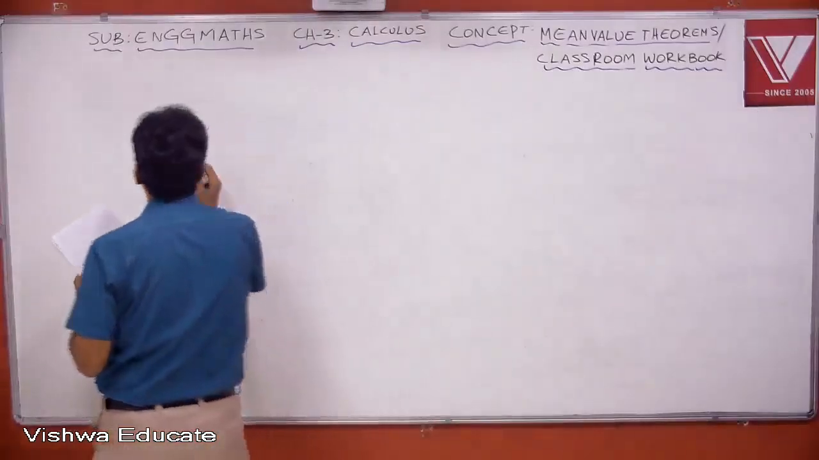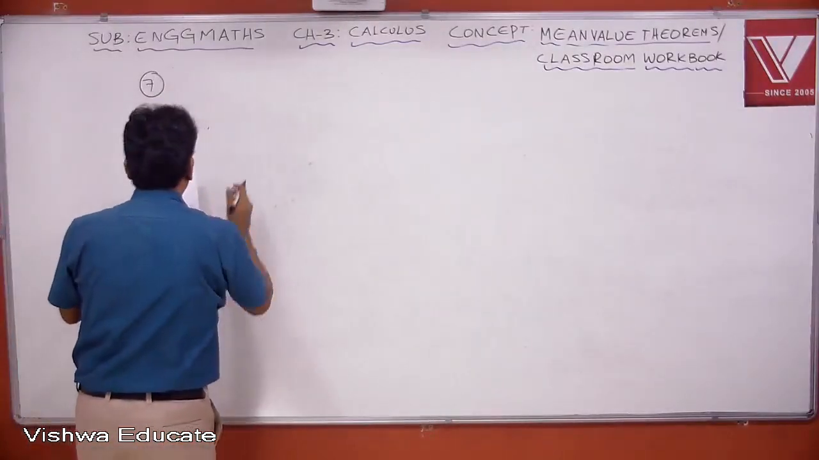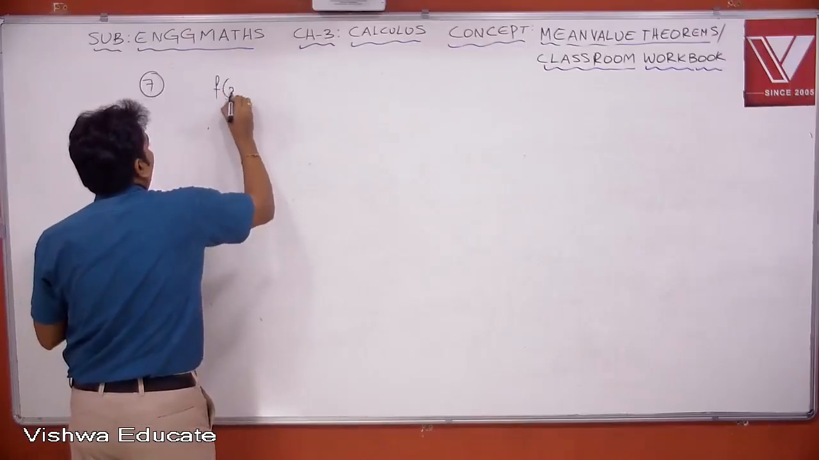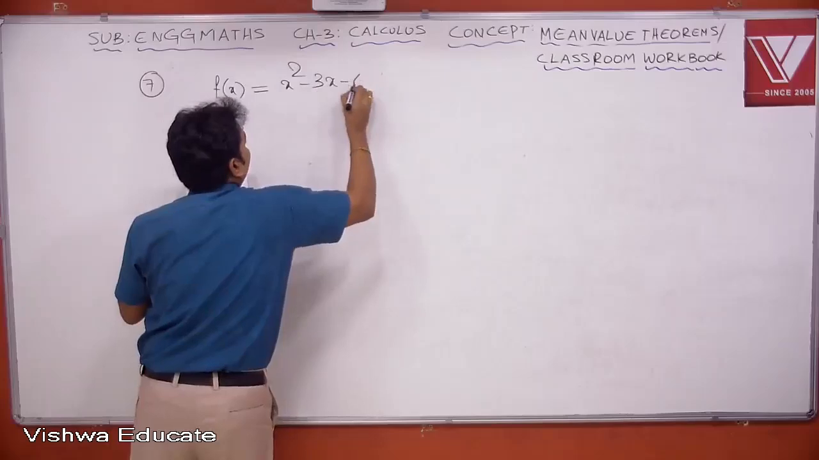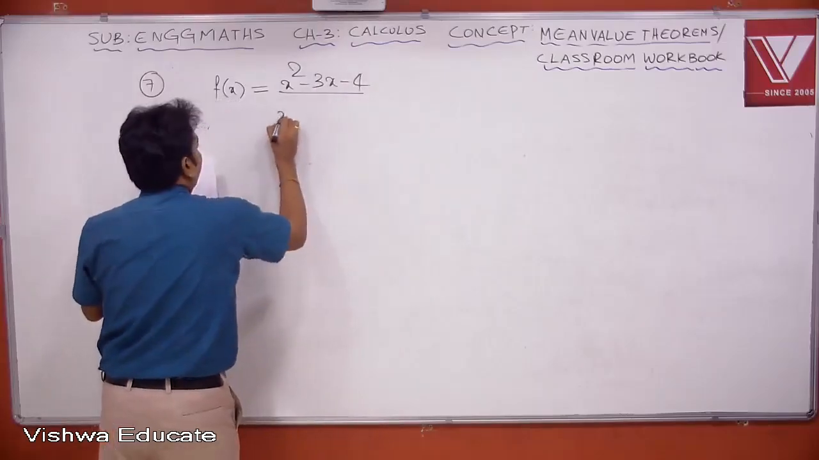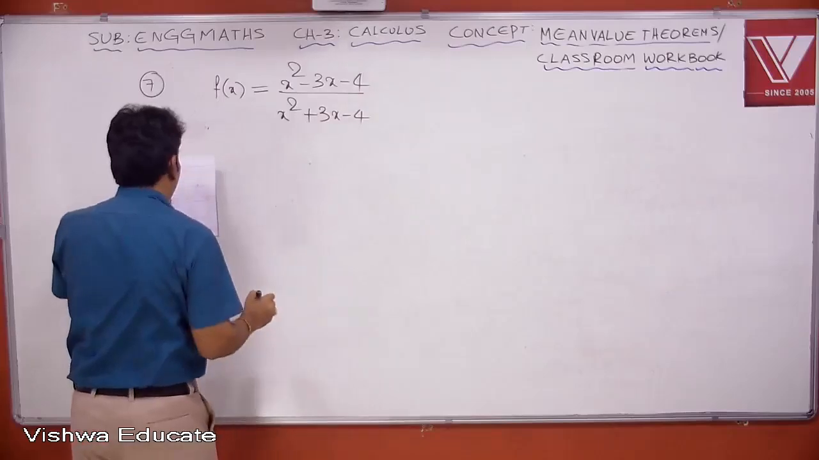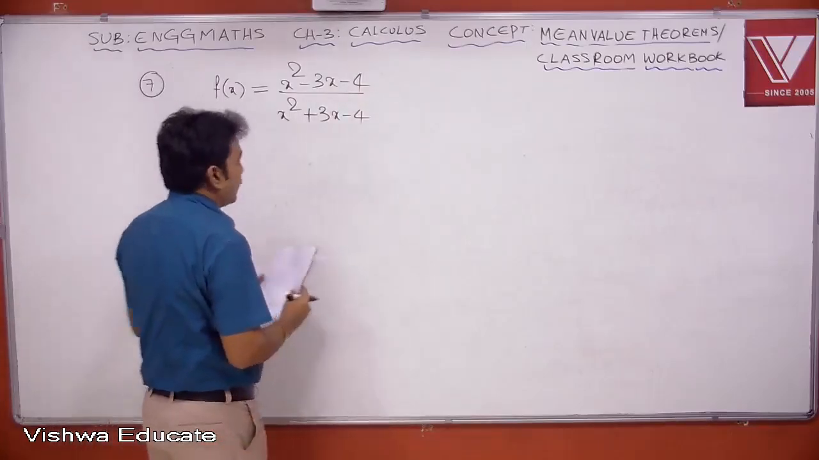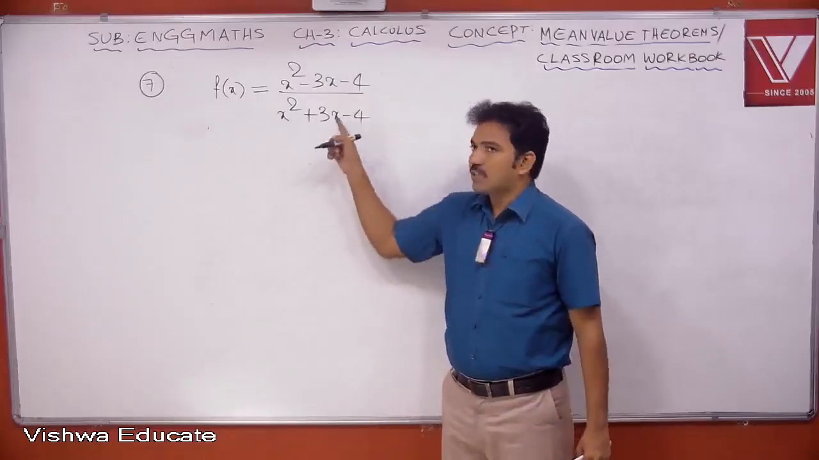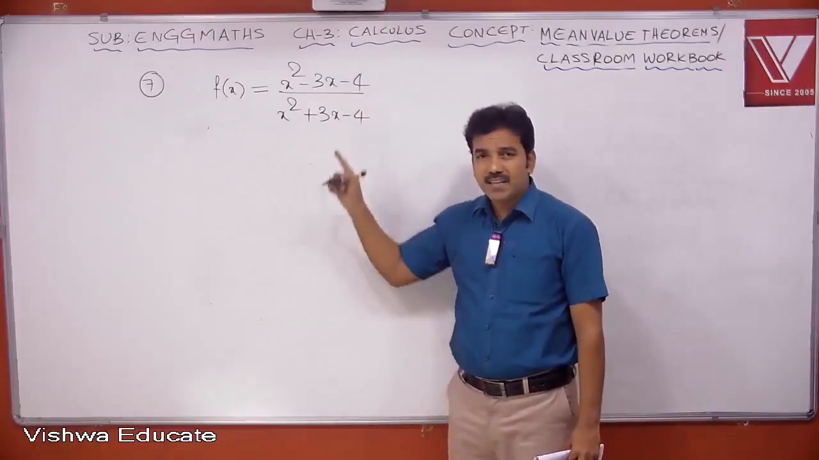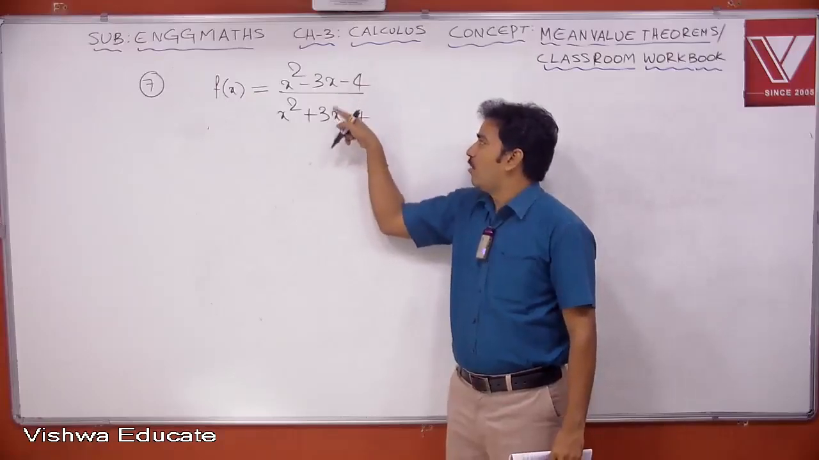Question number 7. The values of x for which the function f of x equal to x square minus 3x minus 4 divided by x square plus 3x minus 4 is not continuous. Now we need to find the values of x where this function is not continuous.